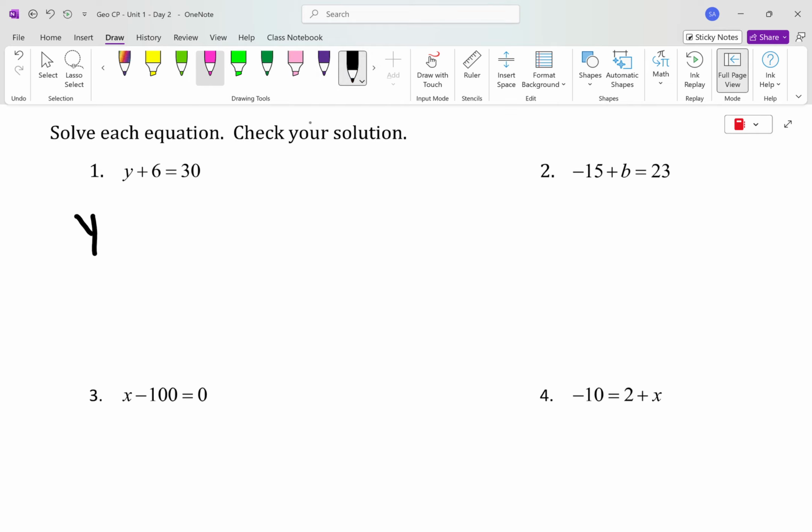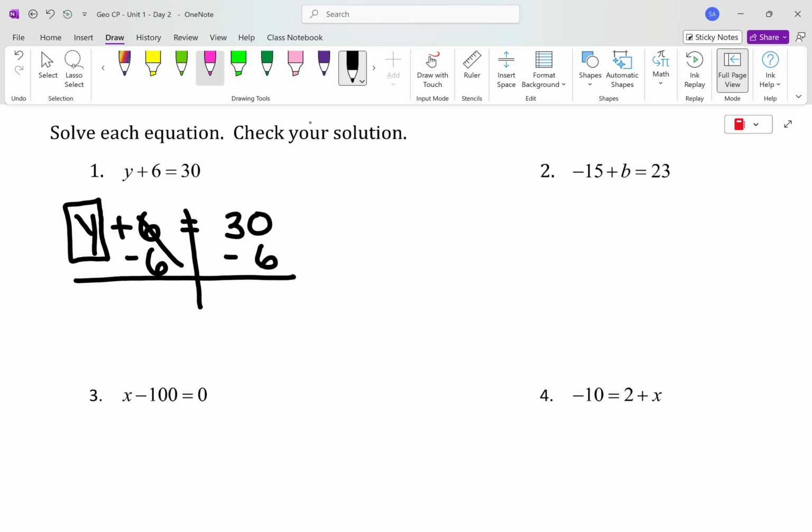So if I have y plus 6 is equal to 30, and I need to solve for y, I want to get the y all by itself. We're going to perform the opposite operation. So I need to move that 6 to the other side. Well, because it's being added, what should I do? What's the opposite of adding? Subtraction. So we're going to subtract that 6 on both sides.